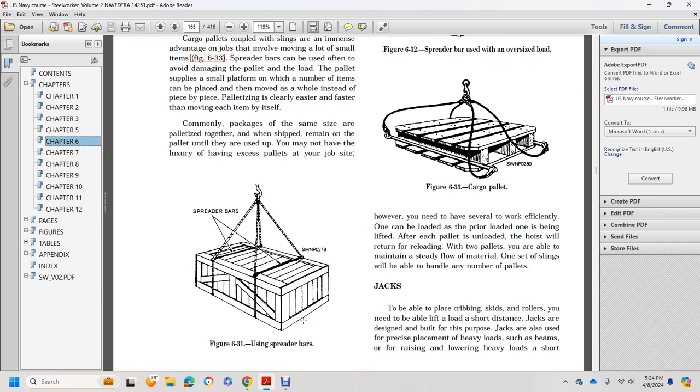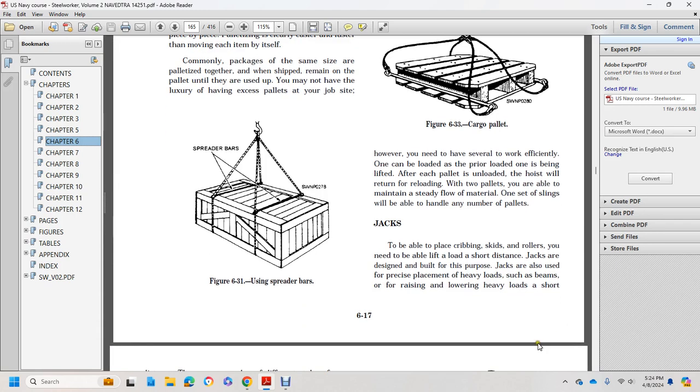However, you need to use several pallets to work efficiently. While one load is being lifted, after each pallet is unloaded the hoist returns for the reloading of the second pallet, so you are able to maintain a steady flow of material. One set of slings will be able to handle a number of pallets. Jacks are able to lift the load a short distance. Jacks are designed and built for the purpose of precise placement of heavy loads such as beams, and for raising and lowering heavy loads a short distance.